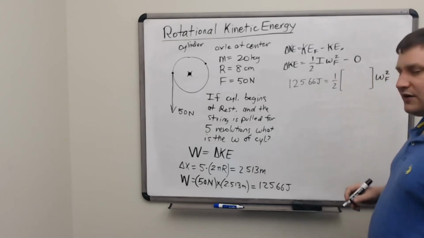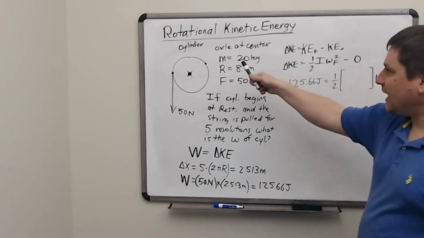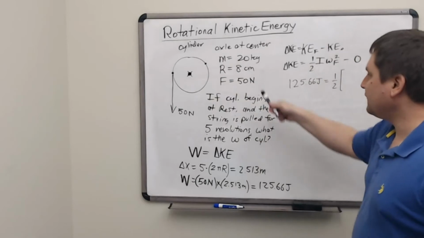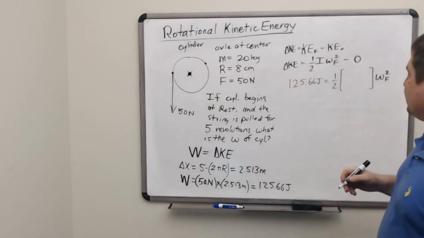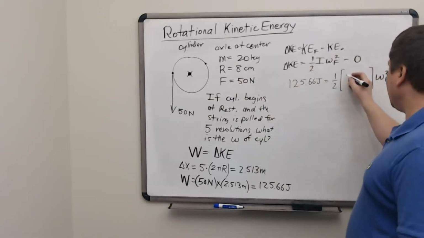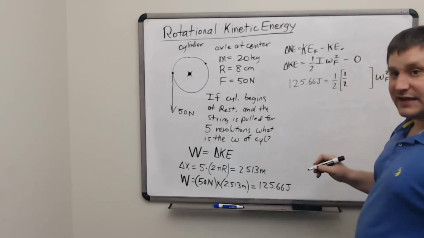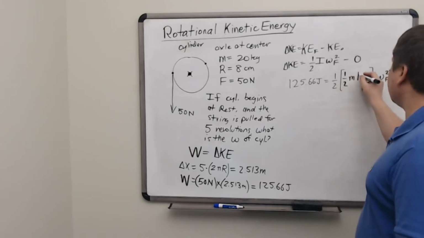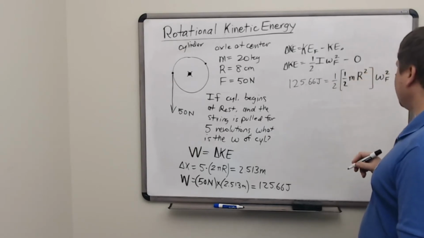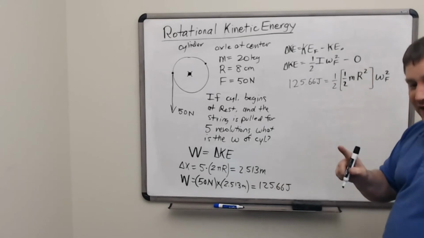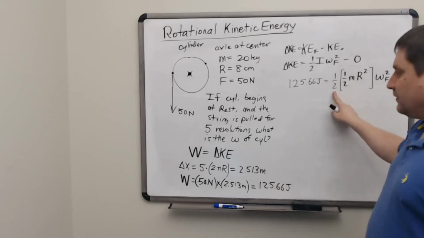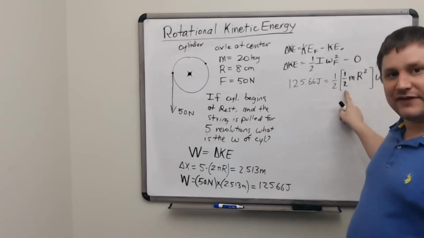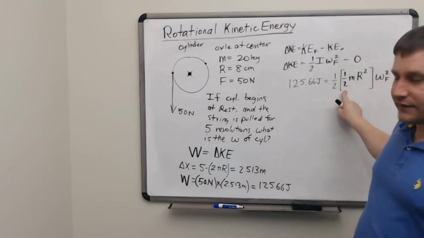Now for the moment of inertia, we need to think about what type of object is rotating. Here it's a cylinder. We know its mass and its radius. So we know that the moment of inertia of a cylinder, from the table of moment of inertia formulas, is 1/2 times its mass times its radius squared. So the equation has 2 factors of 1/2 in it. One for the kinetic energy formula itself, and one coming from the shape of the object. These are different, and they both belong there.